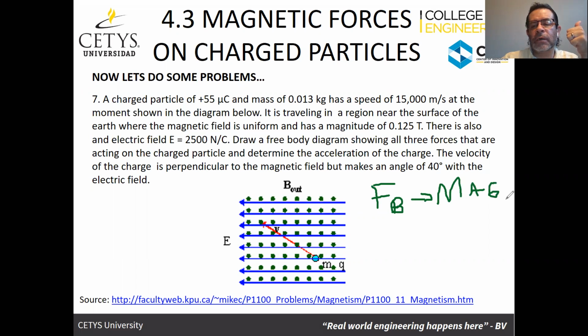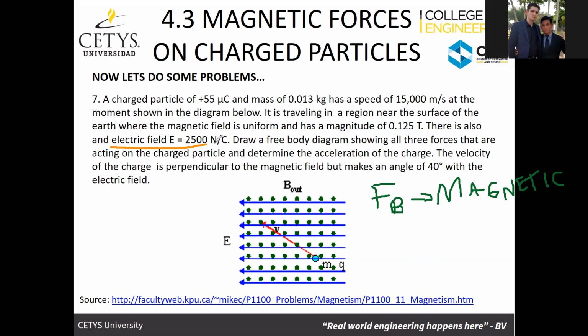Horrible writing. What's the other force that's acting? One is the magnetic force. What's the other one? Anybody? Come on, show me that you're awake.